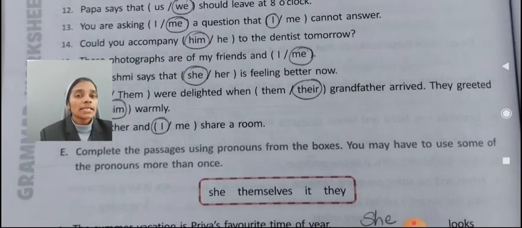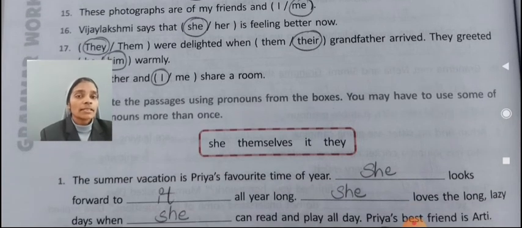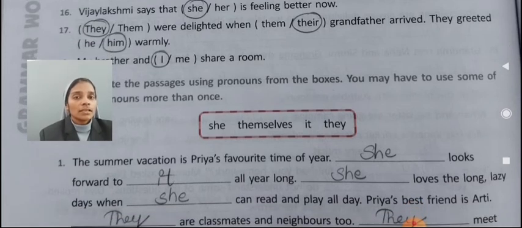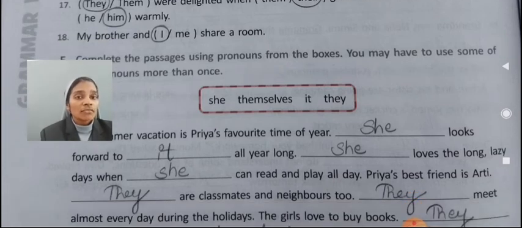Next question is, complete the passage using pronouns from the boxes. You may have to use some of the pronouns more than once. Please look at the box. There we can see the pronouns she, themselves, it, they. The summer vacation is Priya's favorite time of year. Here we are talking about Priya. So what is the pronoun of that? She. She looks forward to it. It means the summer vacation all year long. She loves the long lazy days when she can read and play all day.